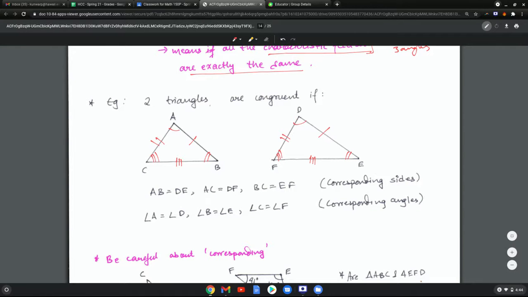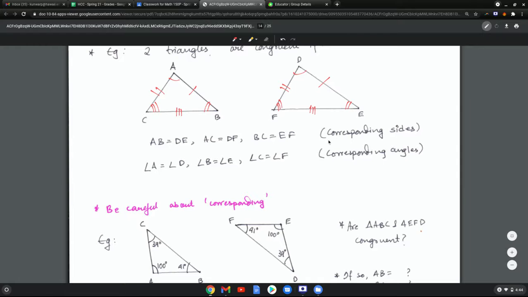Now, an important thing to note here is these are called corresponding sides. AB does not equal DF, it equals DE, because that's how you are going to overlap these triangles. Similarly, angle A equals angle D, it does not equal angle F. So that's the idea of corresponding.